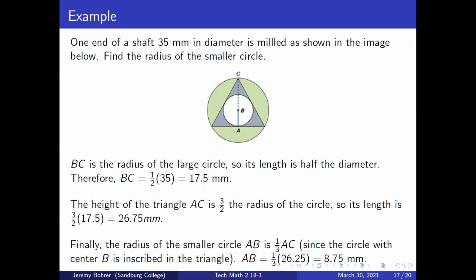The height of the triangle, AC, is 3/2 the radius of the circle, so its length is 3/2 times 17.5, or 26.25 millimeters. Finally, the radius of the smaller circle, AB, is 1/3 AC, since the circle with center B is inscribed in the triangle. AB equals 1/3 times 26.25, which is 8.75 millimeters.